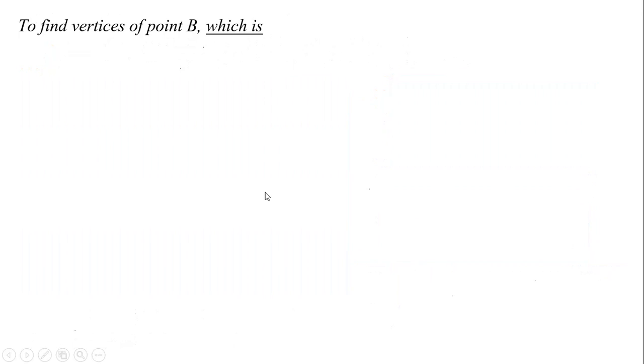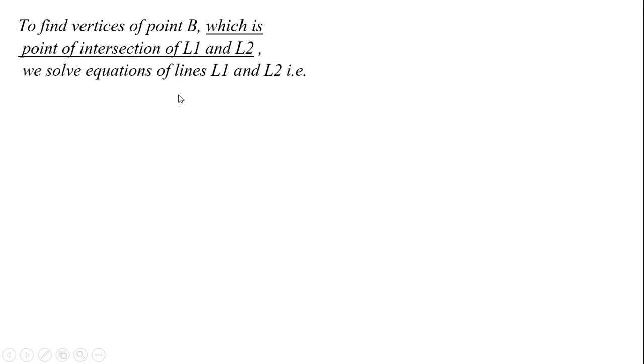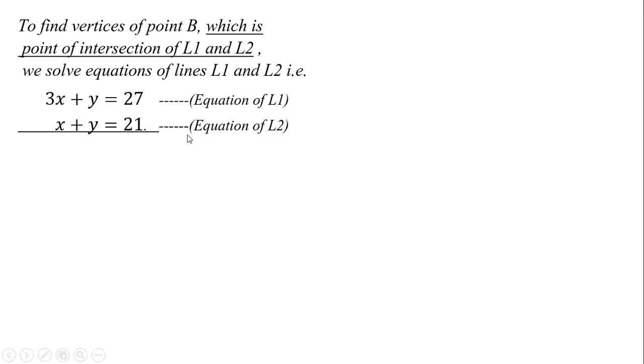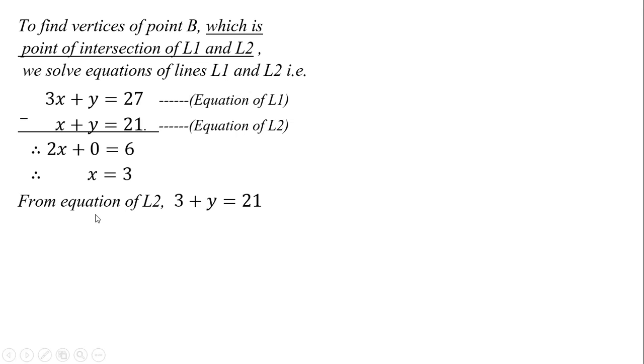So here we find the coordinates of point B, which is the point of intersection of L1 and L2. We solve the equations of lines L1 and L2. These two equations, 3x plus y equal to 27, x plus y equal to 21, subtracting, we get the value of x is equal to 3. Then from equation 2, we get the value of y, 18. Okay, so the coordinates of point B are 3, 18.